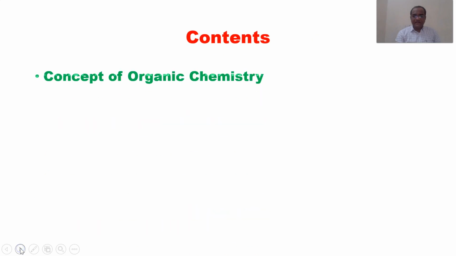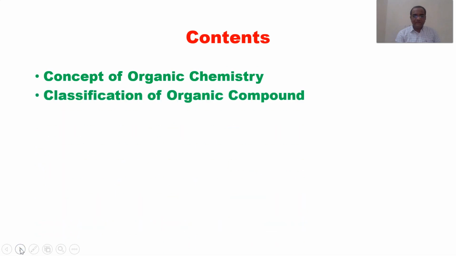Now let us see the contents. First, the concept of organic chemistry. After that, the classification of organic compounds. The classification of organic compounds is done based on structures, so we will see each class with examples. And after that, isomerism.